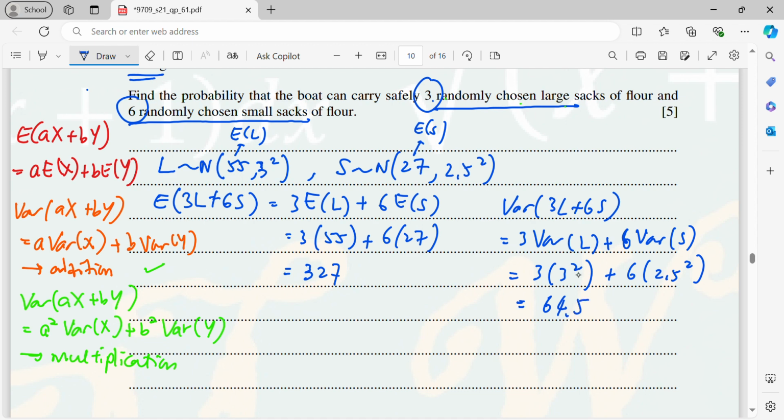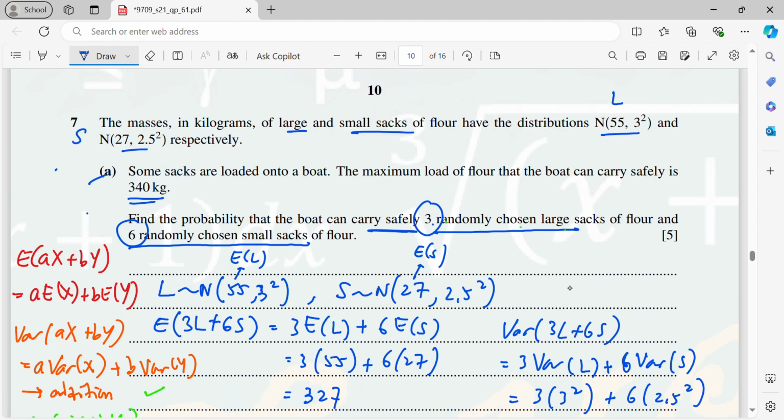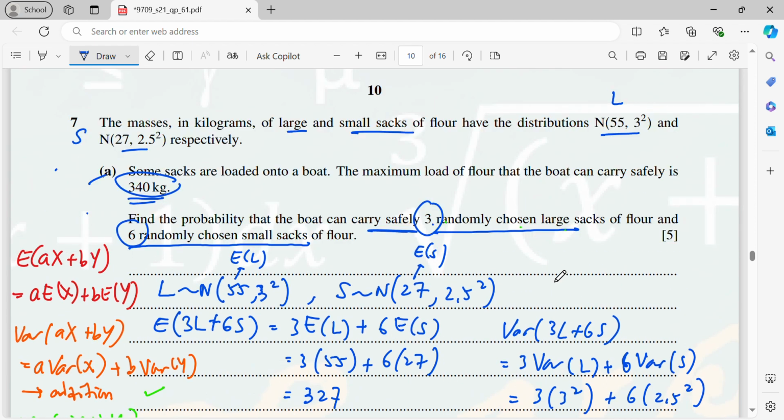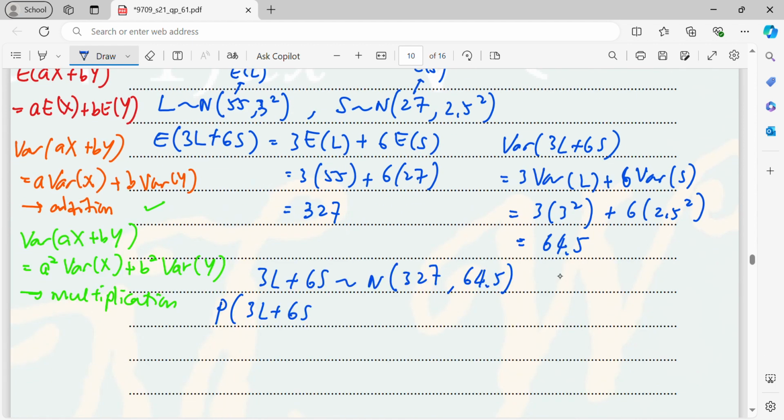So now, the question says it can carry safely. Carry safely means that the maximum is 340. So it means that now, I will just write 3L plus 6S is normally distributed. The mean is 327, and the variance is 64.5. And the boat can be carrying up to 340 kilograms. So it means that here should be less than. You can write less or equals to or just less than because it is normally distributed, which is a continuous random variable. So equal or not equal is not important.